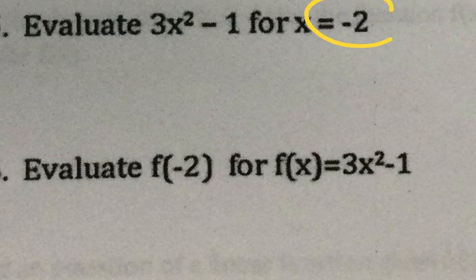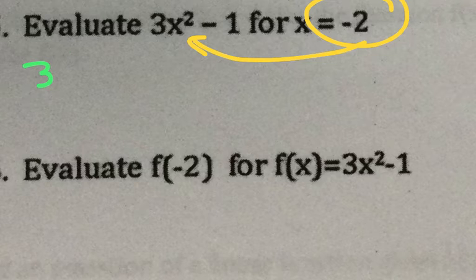Okay, well, it tells me what x is supposed to be right here. X is supposed to be negative 2. So now, instead of saying x, I'm going to say negative 2. I drew my arrow and y'all couldn't see where I drew it. So in here for x, I'm going to plug in negative 2. That gives 3 times negative 2 squared minus 1. I just substitute in. If x is negative 2, put in negative 2.